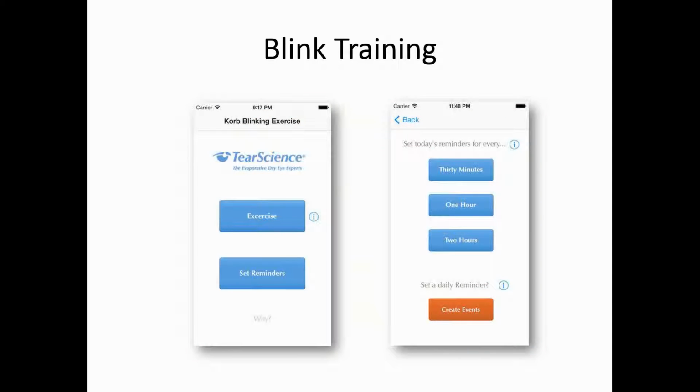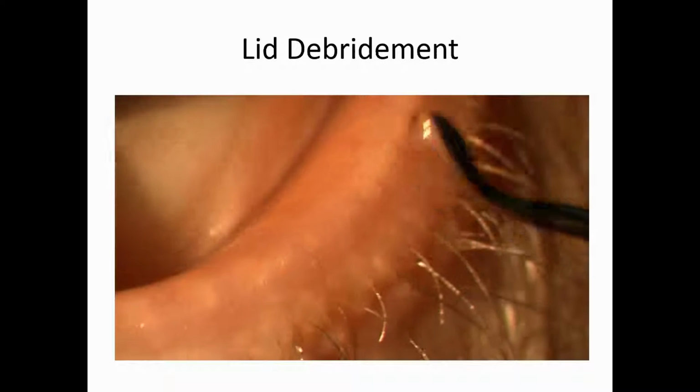He offers for free, actually through Tear Science, an app for iPhone. Unfortunately, there is no app for Android at this point, but my iPhone users use it. It reminds them to blink, and also gives them instructions.